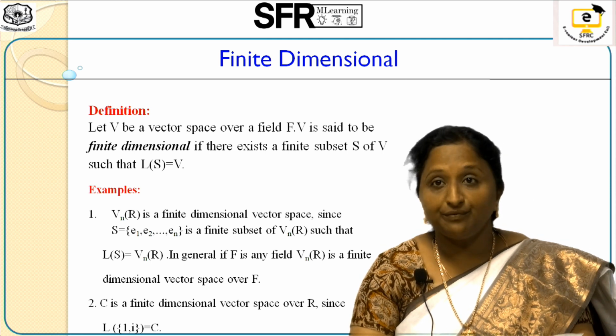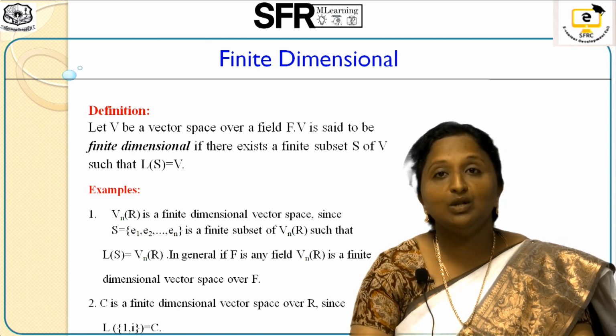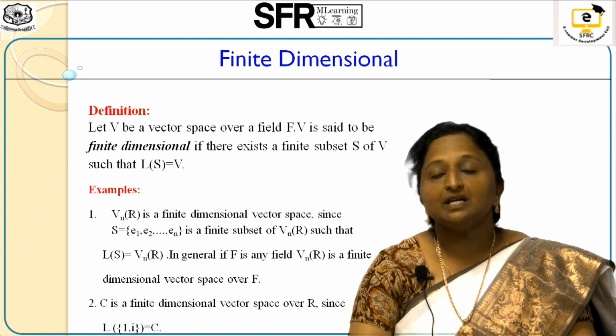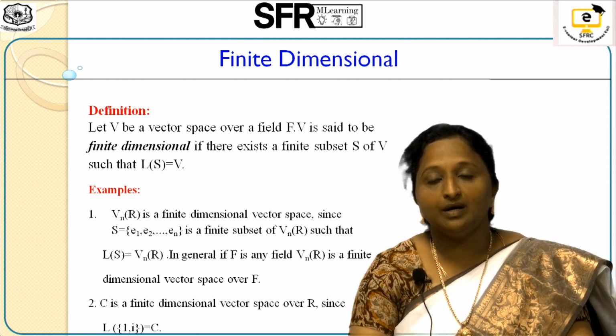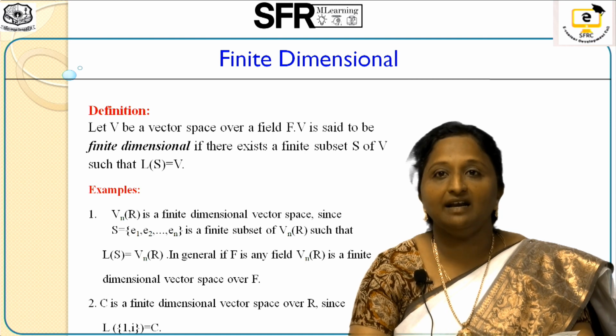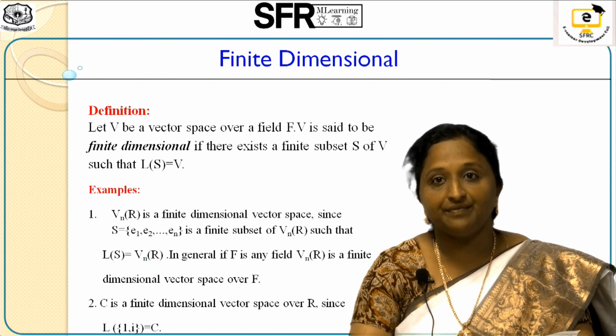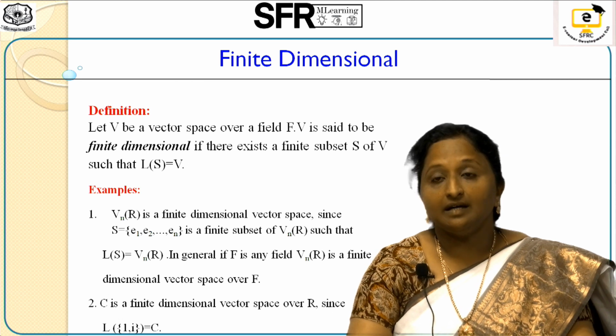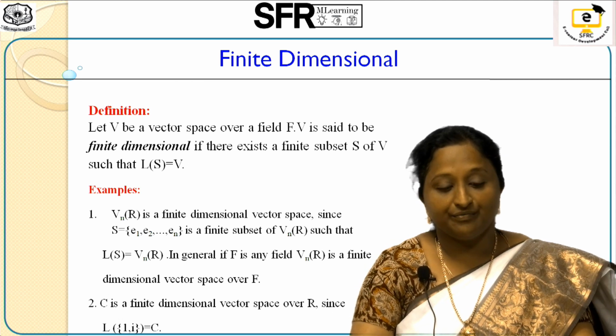If S is a subset of V3 of R which spans the whole space V3 of R, then L of S is equal to V3 of R. Like this, we need to find the span of the whole space in all the vector spaces, that is Vn of R, the complex space and so on. Next, I am going to see the important definition, finite dimensional.